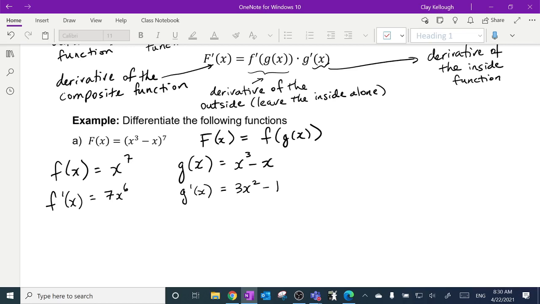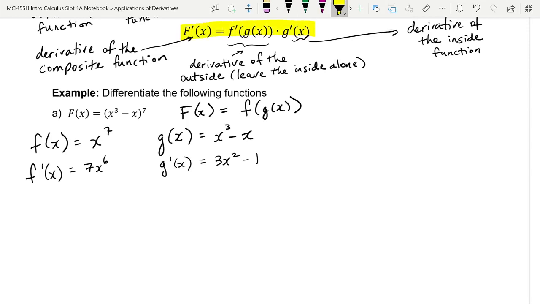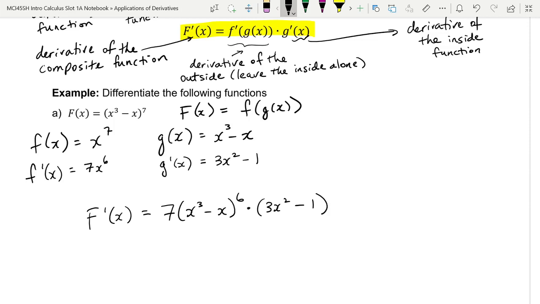Okay, so now let's put these four pieces of information together and use our new formula. How does this formula work? Well, F primed of x is the derivative of the outside function, which is this guy. But I replace the x with g of x, or in other words, leave the inside function alone. So it's 7 times x cubed minus x, to the 6. And that takes care of this part, times g primed of x, which is right here. And there we go. Now, simplifying that wouldn't be very much fun, because I'd still be expanding this thing, which is a power of 6. So I think I'm just going to leave it like that. That's a perfectly good solution.